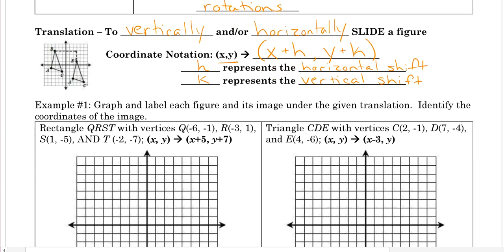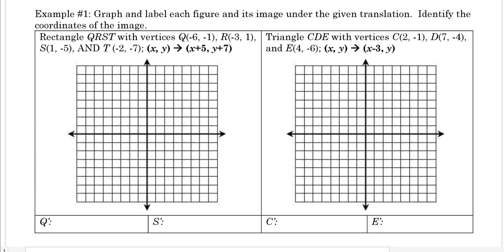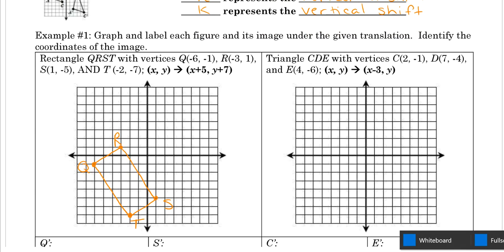If we look at example 1, we have two examples here. It says graph and label each figure and its image under the given translation. Identify the coordinates of the image. So go ahead right now, pause your video and graph the rectangle QRST, and then I will come back and we will look at how to translate this. Okay, so your pre-image QRST should look like the one that I have on my graph.